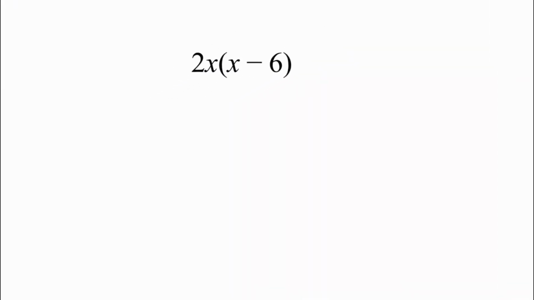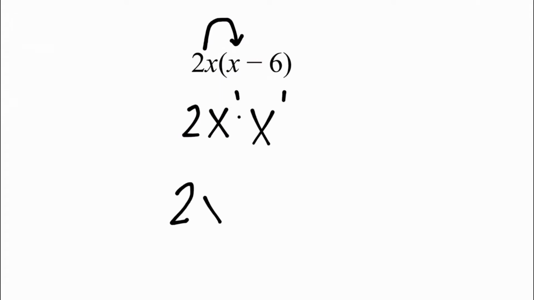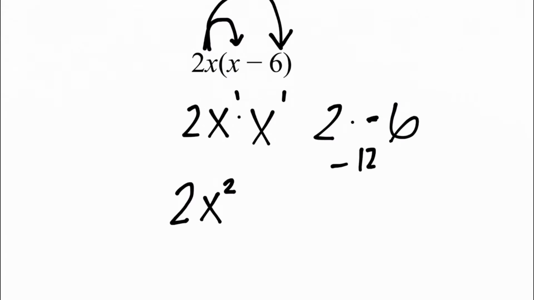All right, here we go. So we're doing 2x times x. Remember, 2x times x, we add the exponent, so that becomes 2x squared. And 2x times negative 6: 2 times negative 6 is negative 12, and the x stays the same. So this becomes minus 12x.